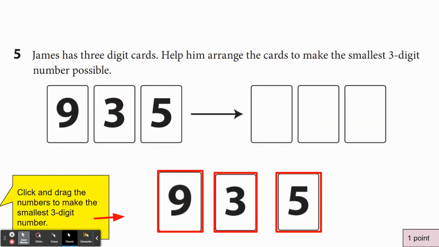Number 5. James has 3-digit cards. Help him arrange the cards to make the smallest 3-digit number possible. So he has a 9, a 3, and a 5. Can you rearrange those numbers to create the smallest number possible? You will click and drag the numbers outlined in red in order to make the smallest 3-digit number.